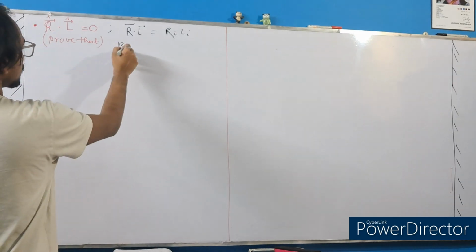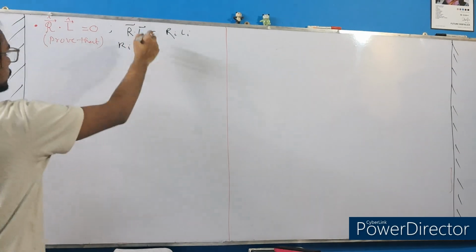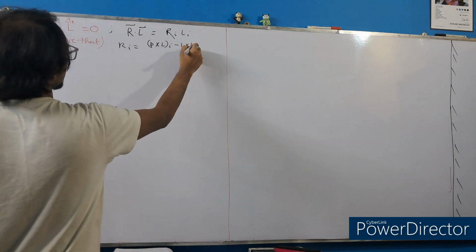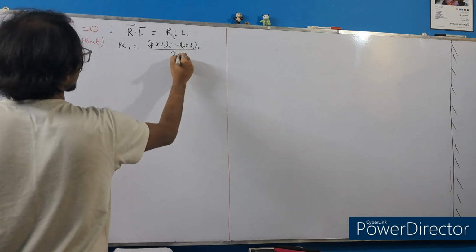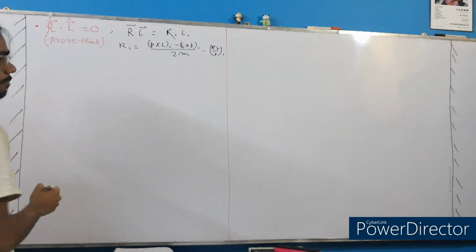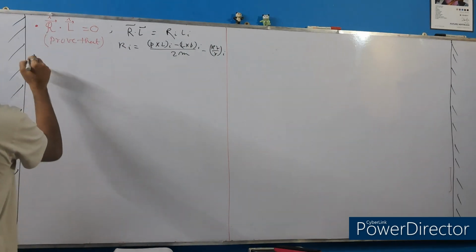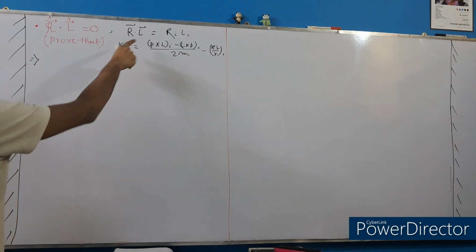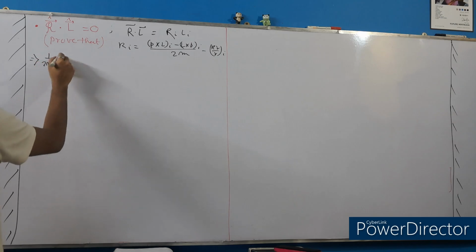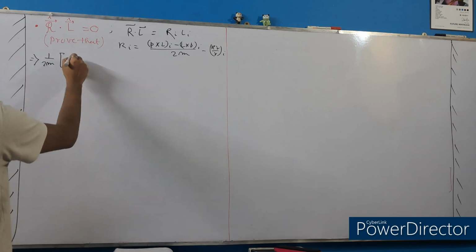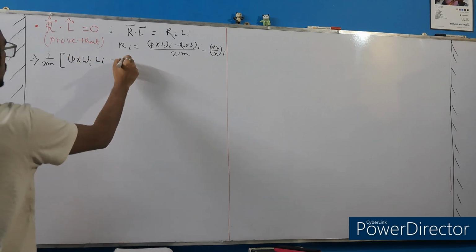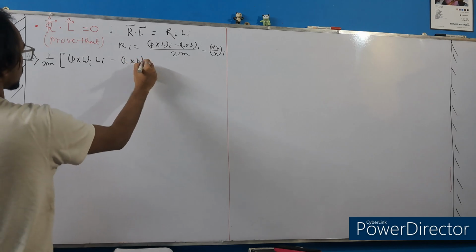Now we know that ri can be written as p cross Li minus L cross pi by 2m minus kr by r with the i. Now I will take the dot product, or multiply with Li, which will give 1 by 2m p cross Li minus L cross pi.